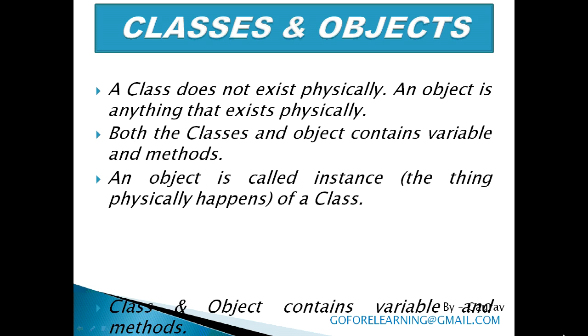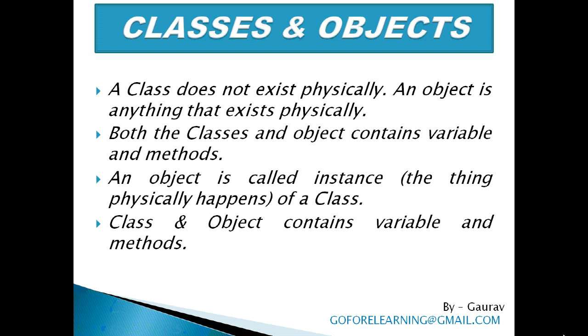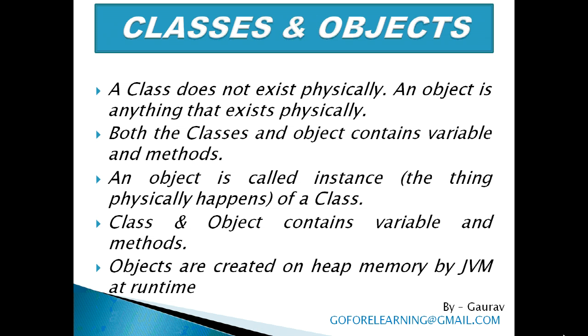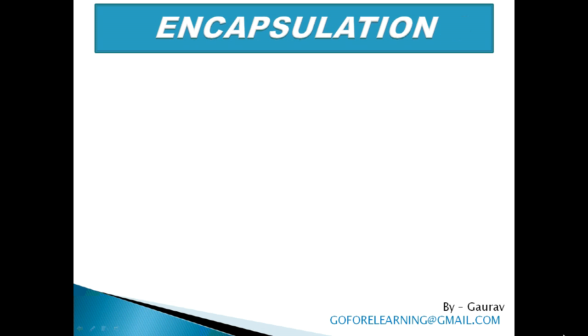So, a class contains variables and methods. The same variables and methods are available in objects because they are created from the class. Remember, objects are created on heap memory by the JVM at runtime. So, an object is called an instance of a class.